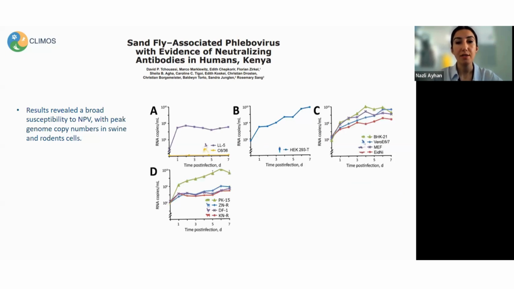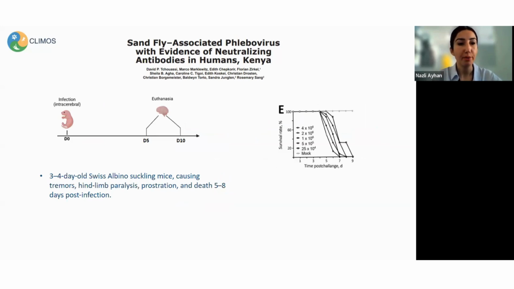They also performed virus genetic and characterization experiments to see whether the virus is able to grow in different cell lines, and they saw that the virus has a broad susceptibility in different cell lines, with a peak genome copy number in swine and rodent cells. As you can see in the first graph, the virus cannot grow in C6/36 cells, which is a mosquito cell line, but in sandfly cell lines, it can. They also performed an artificial infection using 3 to 4 day-old Swiss albino suckling mice, and they observed symptoms. Also, the mice died between 5 and 8 days post-infection.